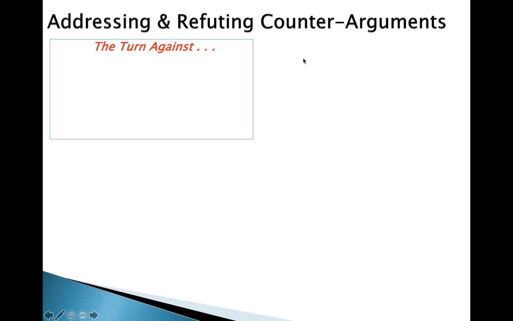So when you raise the counterargument, we refer to this as the turn against. And the language that you use, again, makes it clear that you're bringing up someone else's point of view that contradicts your point of view for the purposes of eventually refuting it. So some of that language can be, for example, some say, or critics object, or others contend. These are all ways of showing your reader, now I'm bringing up someone else's point of view.